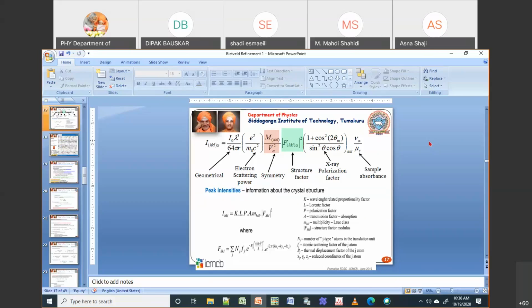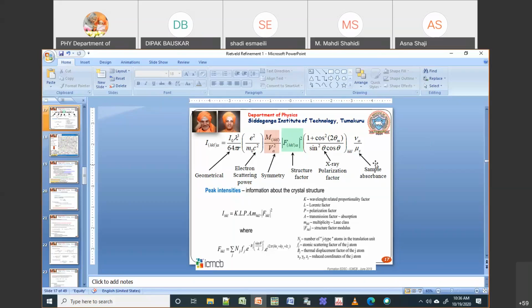So how to get all this information? If you want to know the symmetry, for example, we can just do profile matching. That is why in the first case we did profile matching by using Quellex. From there you get information about your space group. You'll also get information about your ABC parameters. So then what is the next thing? The next thing is your atomic position.